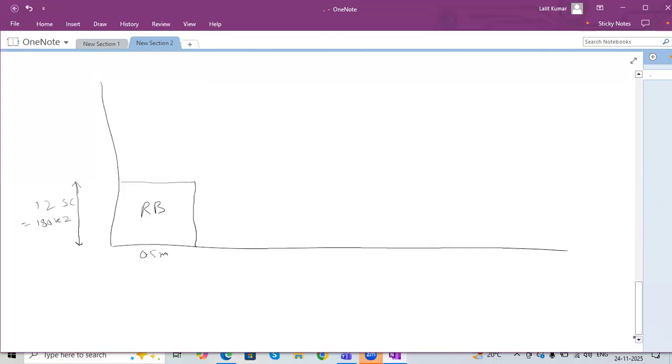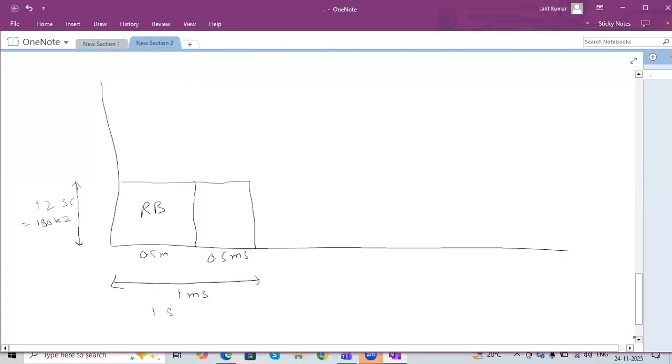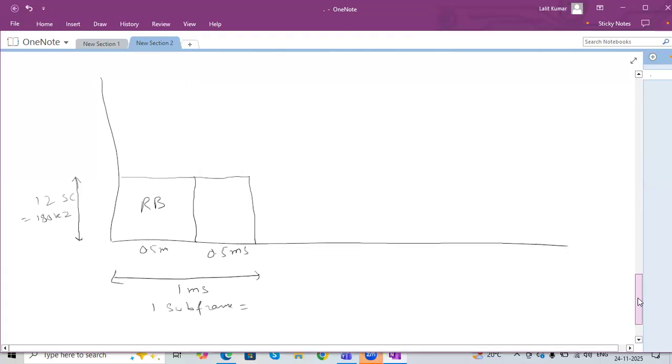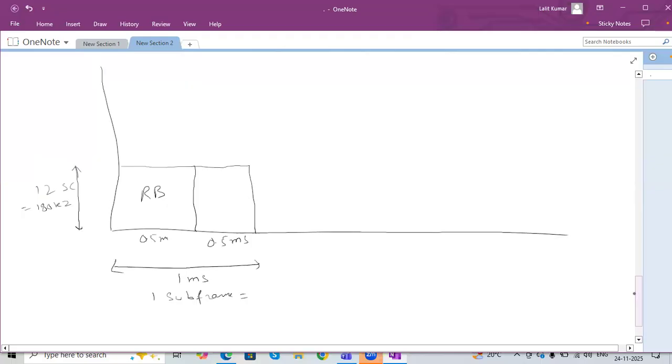Like one more resource block, let us consider here. This is also 0.5 millisecond, so this will become 1 millisecond. So this is one subframe. What is one subframe? One subframe means in the time domain 1 millisecond, in the frequency domain 12 subcarriers. This entire thing will be called the resource grid.